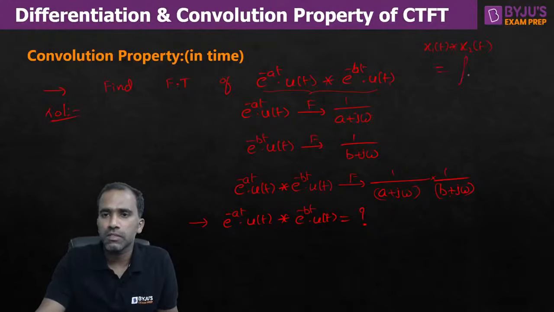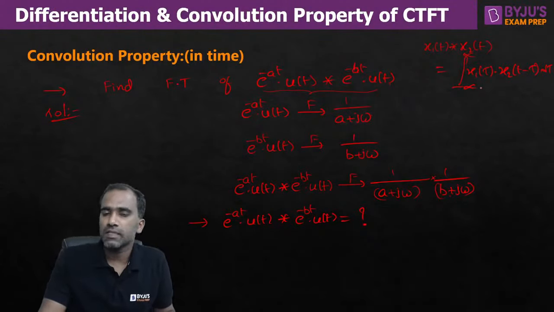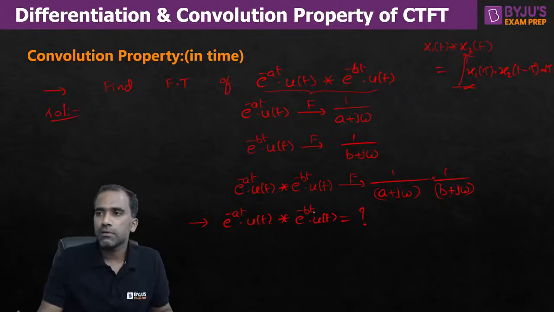What is the formula for this? Integral of x1(tau) times x2(t minus tau) d tau. We have to use this complicated formula, which will take a lot of time to resolve. It will definitely take a minimum of 5 minutes. If you want to do convolution of two signals in the time domain itself, it is a time-consuming process. Instead of that, why can't we apply the convolution property? Compared to convolution, multiplication is very easy, correct?